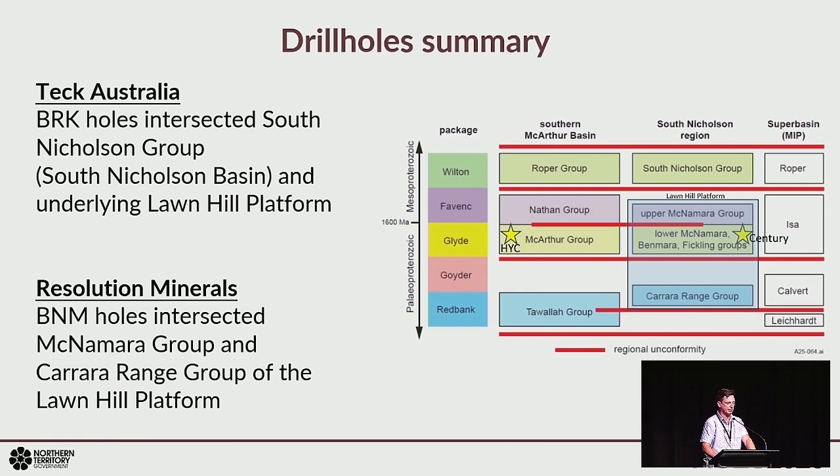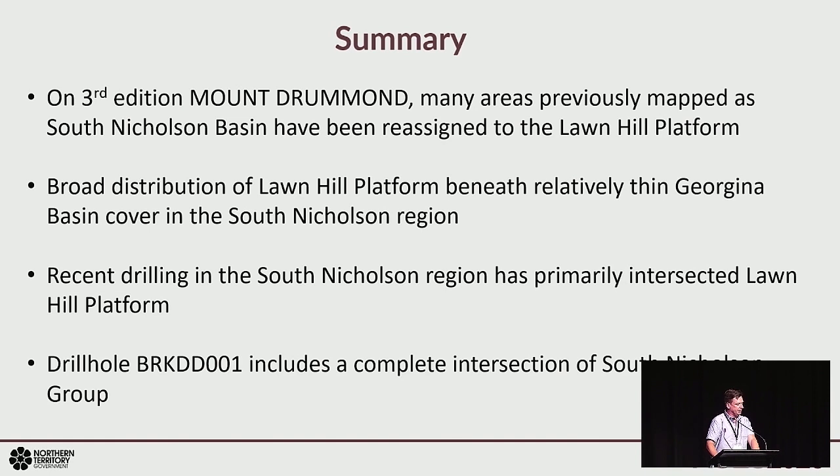Okay, so just to conclude, the points that I wanted to get across are, number one, on the third edition of Mount Drummond, many areas that were previously mapped as South Nicholson Basin have been reassigned to the Lawn Hill Platform. The implication of that is that, at least within that map sheet, there seems to be a very broad distribution of Lawn Hill Platform rocks beneath a relatively shallow cover. Some of the recent drilling results have intersected Lawn Hill Platform, both within Mount Drummond and just to the south of Mount Drummond. And one of the Tech drill holes intersected a complete section of the South Nicholson Group. So that's all.